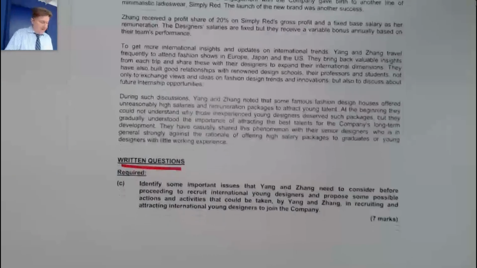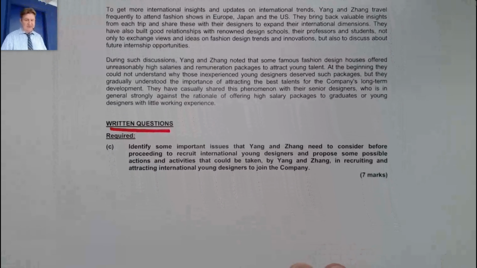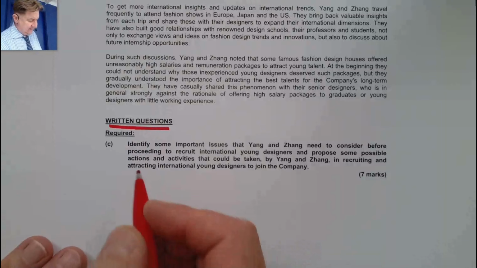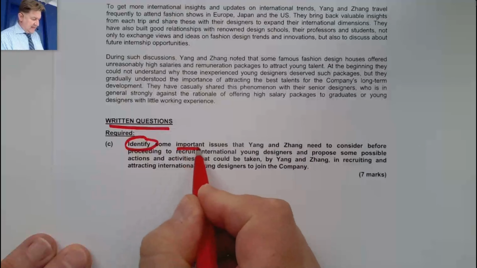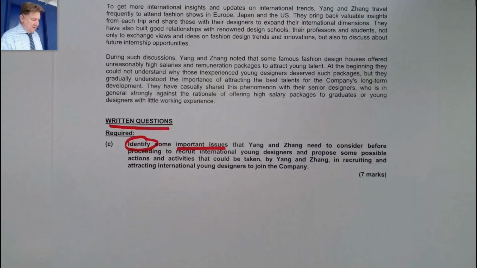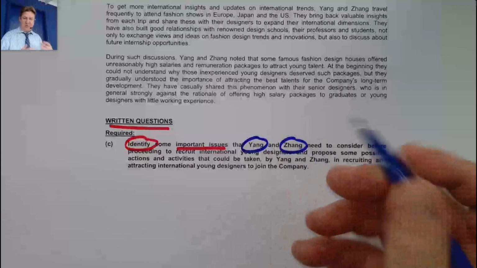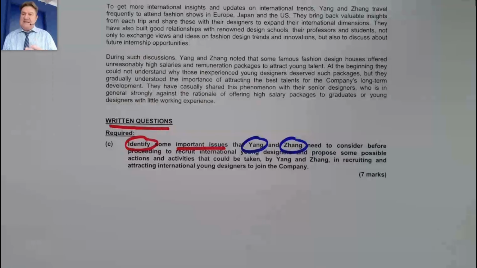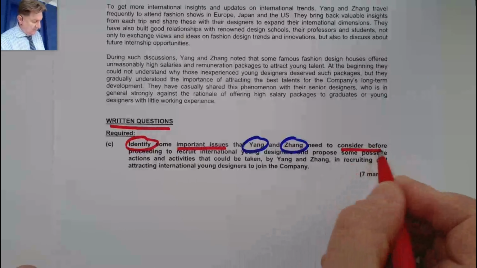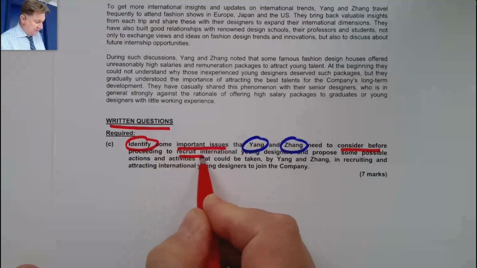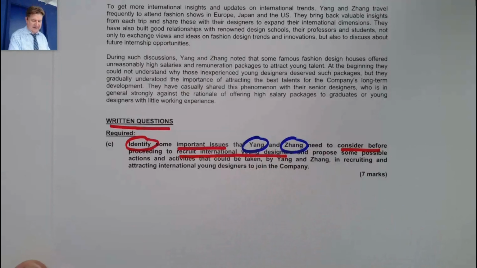So on exam day, there wasn't a lot more additional information they were giving us. What they were asking us was this. It says we need to identify some important issues that Yang and Zhang... So what's important in the exam is always application. Identifying company names, or here we've got some people, Yang and Zhang. We need to identify some important issues to consider, before proceeding to recruit international young designers. So let's start breaking this one up.